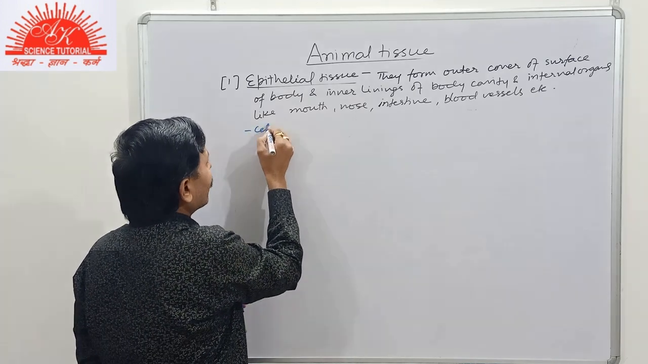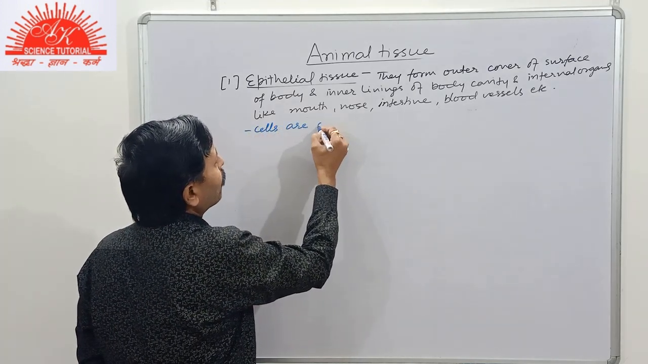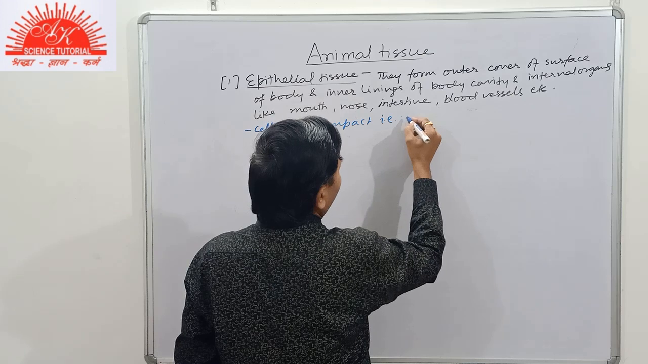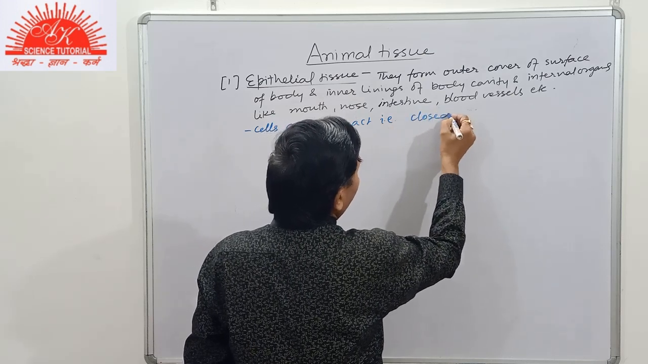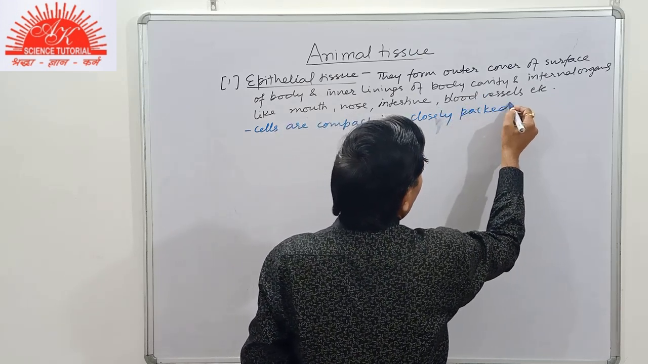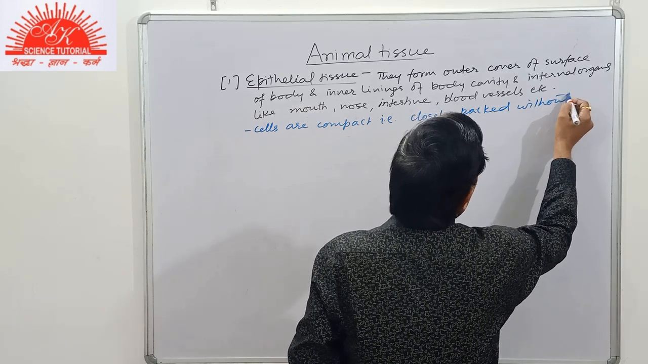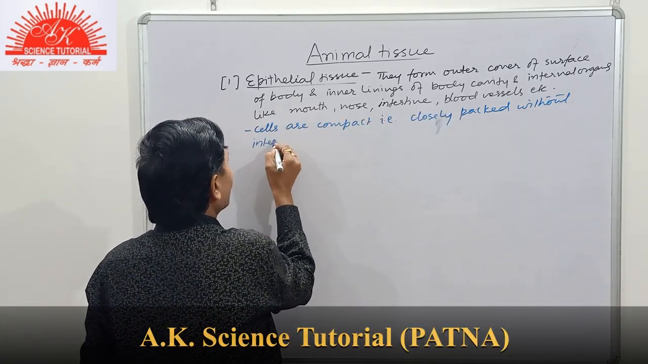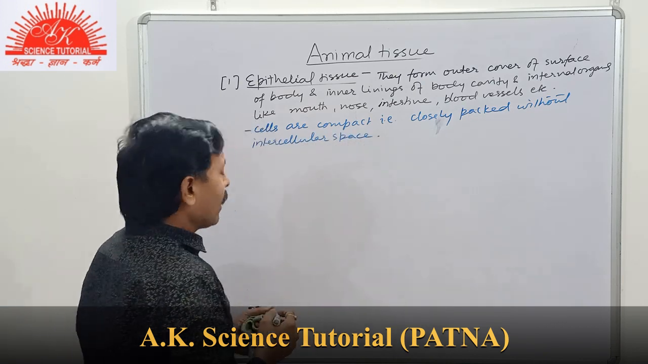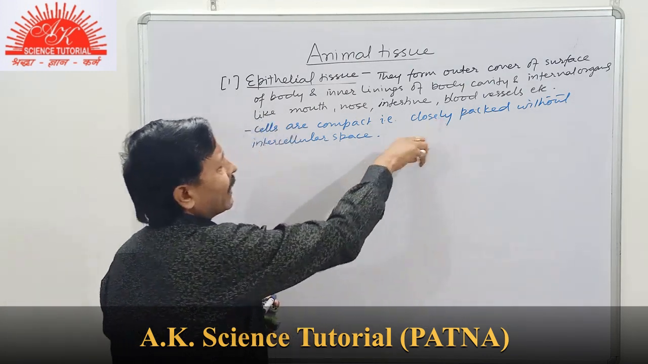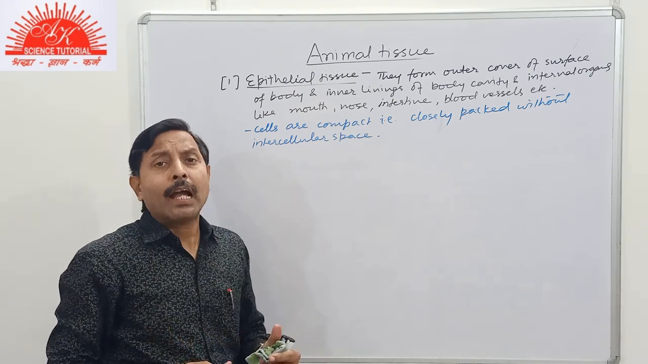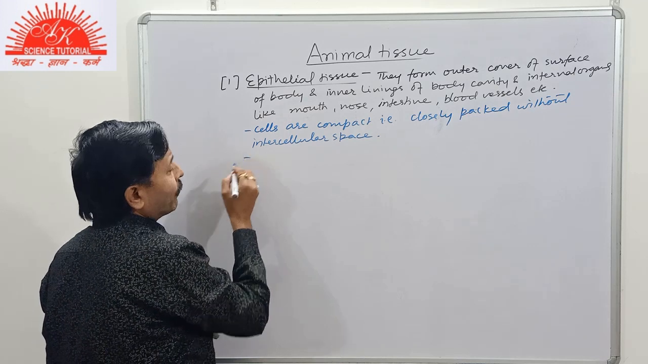their cells are compact, that is, closely packed without intercellular space. Now the cells may be of various shapes, that may be flat, cuboidal, columnar, and so on. So they are of different shapes.